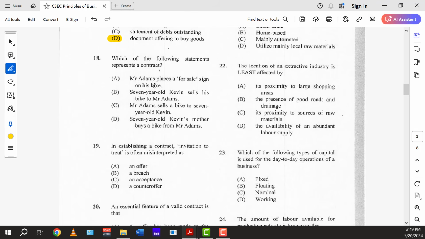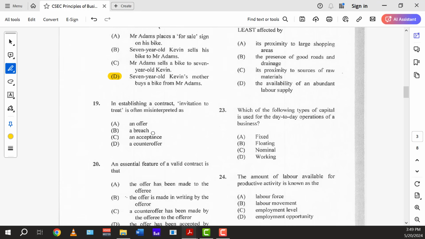Number 18, which of the following statements represents a contract? A. Mr. Adams placed a for sale sign on his bike. So that's not it. That's an invitation to treat. B. 7-year-old Kevin sells his bike to Mr. Adams. Minors cannot enter a contract, so that's out. C. Mr. Adams sells a bike to 7-year-old Kevin. Same thing. Can't sell to a minor. Or D. 7-year-old Kevin's mother buys a bike from Mr. Adams.